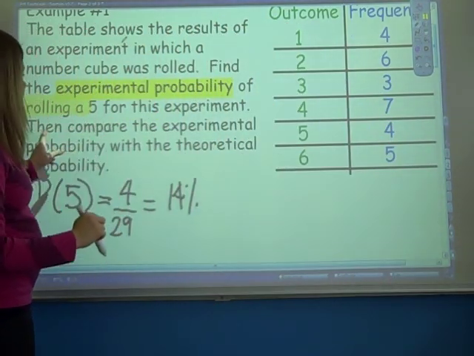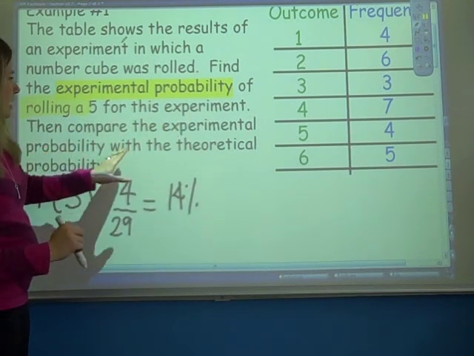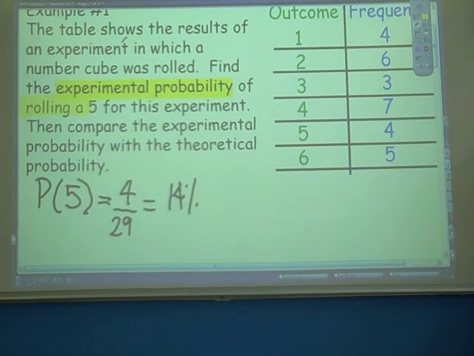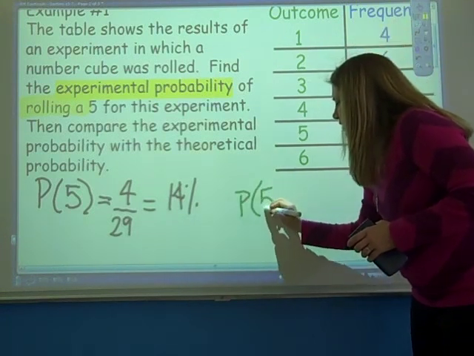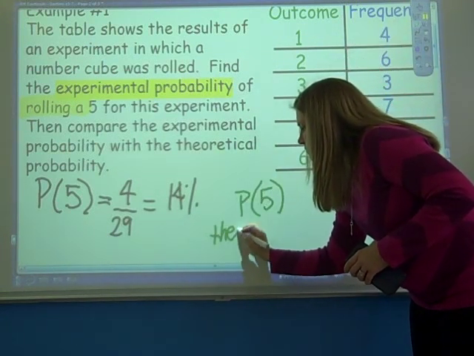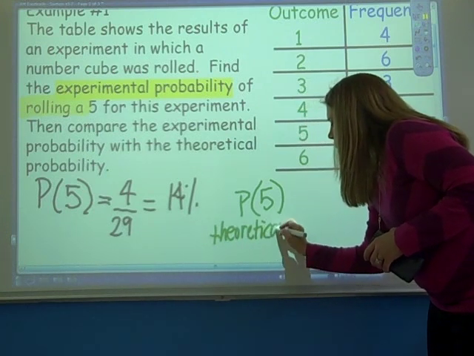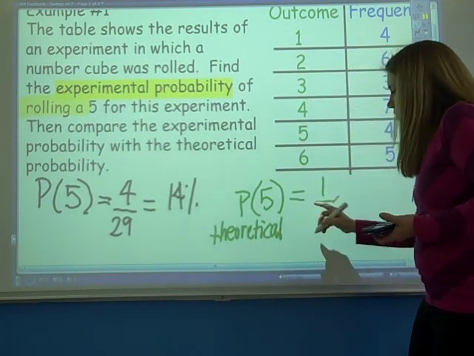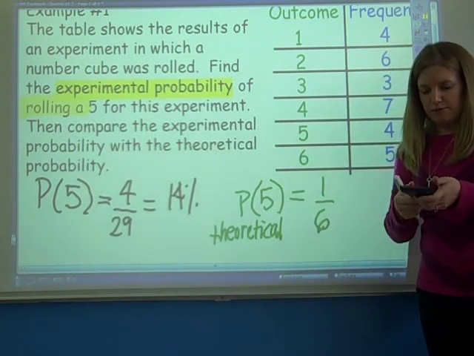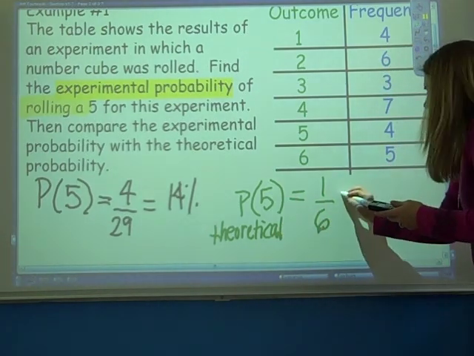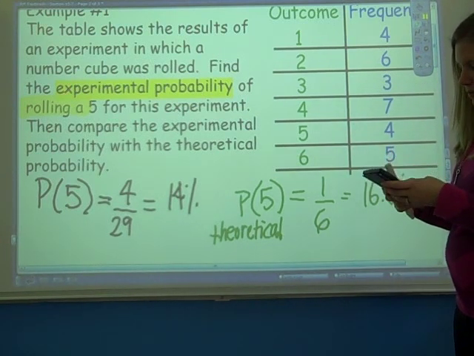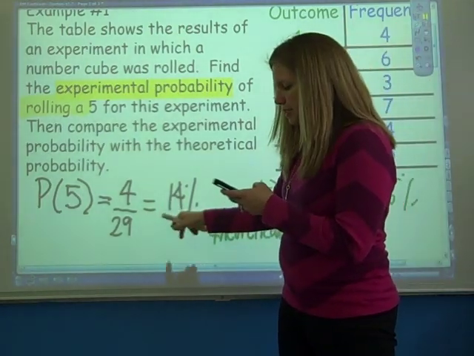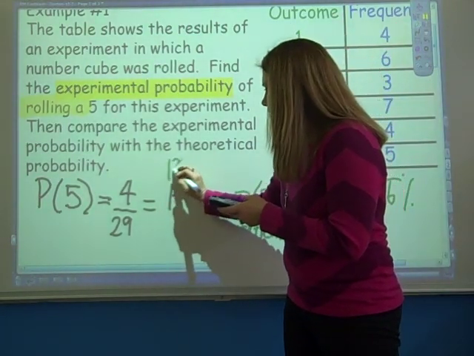Then it says, compare the experimental probability with the theoretical probability. So this is our experimental probability, the probability of actually rolling a 5, and this will be our theoretical. You should get a 1, you should get it 1 out of 6 times. 1 out of 6 is 16.6 repeating percent. Okay, let me just check that to make sure with my calculator over there. Yeah, this is about 14%. It's 13.8% here.